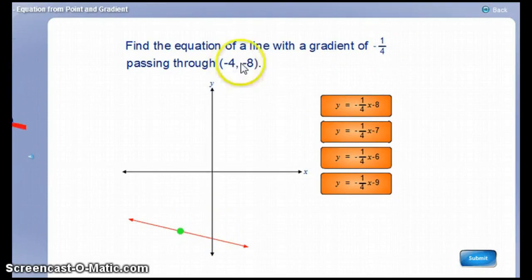That's what that means. Now look where I am. I'm at -4, -8. So that's -8 on the y-axis. This is -4 on the x-axis. So if I go across 4, I'm sitting on the y-axis and I've got to go down another 1. Well, if this is -8 here and I go down 1, I'm at -9. So the correct rule here is a gradient of minus a quarter, and a y-intercept of -9.